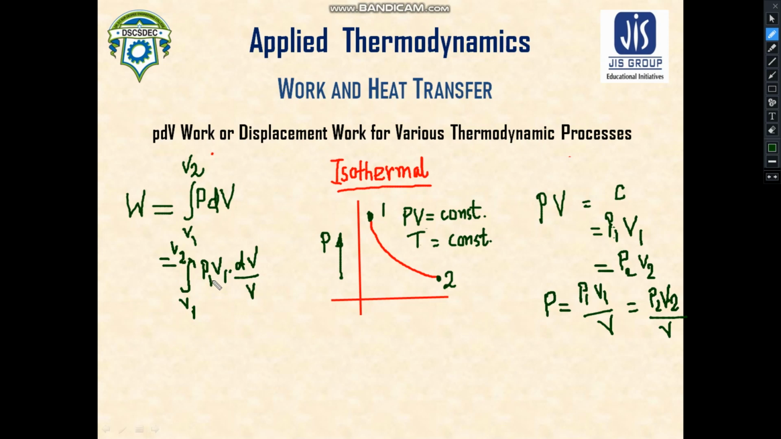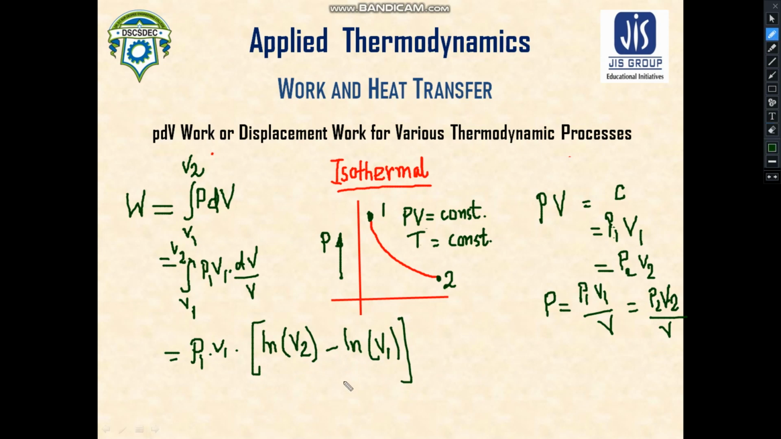Since P1 V1 are constants, we don't need to correlate them with this V, so this can be treated only as a constant, and the integration of dV by V yields ln V. ln V with the limits of V2 and V1 will give you ln V2 minus ln V1. So this will be the final answer. The final answer can be much more simplified. You know the logarithm properties.